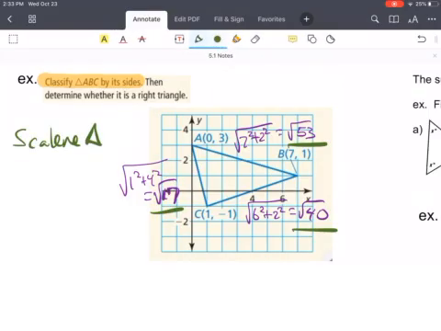And then as far as determining if a triangle is a right triangle, we need to see if there are any perpendicular sides to create that right triangle. So in order to do that, we would need to find the slopes of all the sides. So why don't you go ahead and try to find the slopes of all the sides.